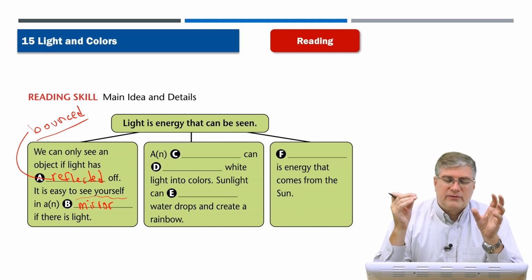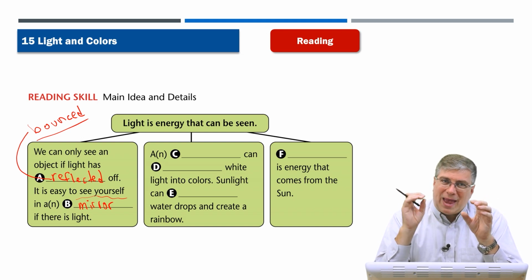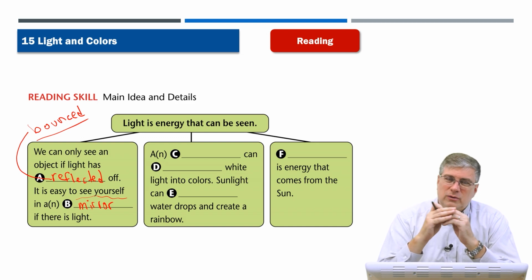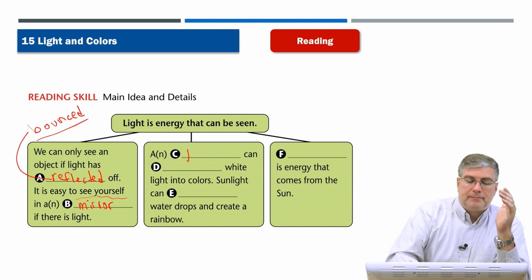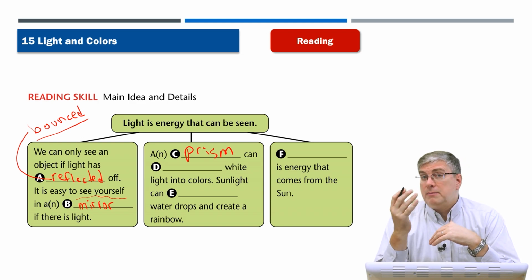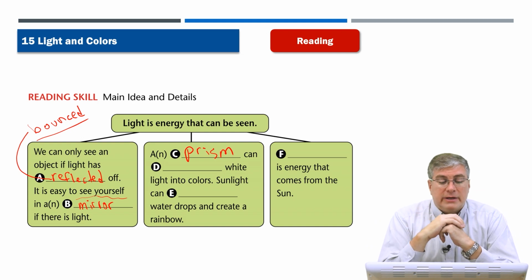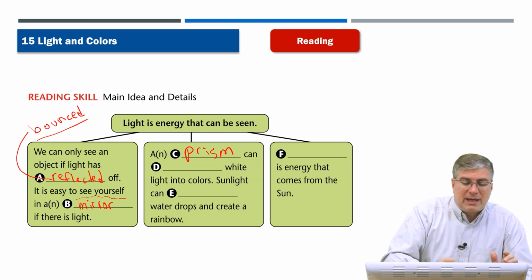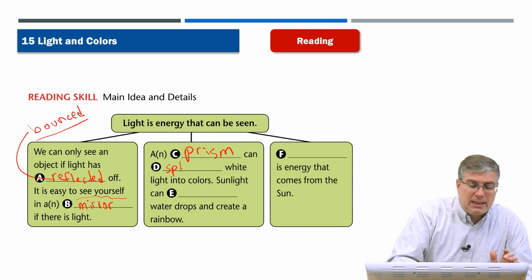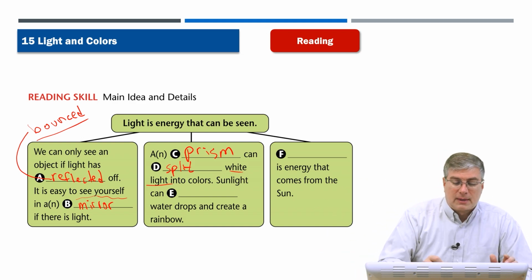Of course, it comes from sunlight, the white light coming from the sun, and it passes through something. What does it pass through to split that light up into many colors? Of course, we talked about a prism. So prism. And the prism can be glass or it can be water, especially water drops in the sky after a rainstorm. So a prism can do what to the white light? It splits it up. So a prism can split white light into many different colors.